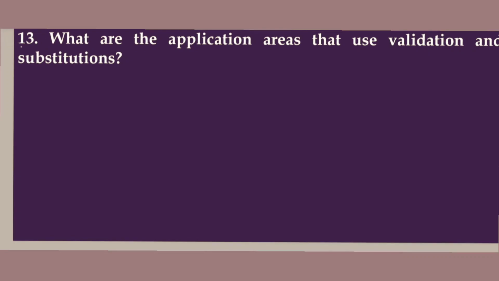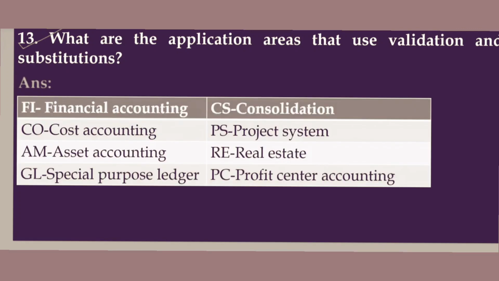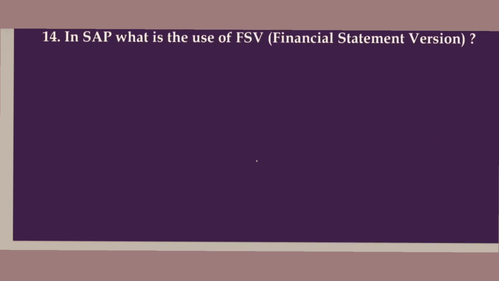Next, what are the application areas that use validations and substitutions? FI, that's financial accounting. CO, cost accounting, asset management, special purpose ledger. PS, project system. CS, consolidations, real estate, and profit center accounting. What are the application areas that use validation and substitutions?